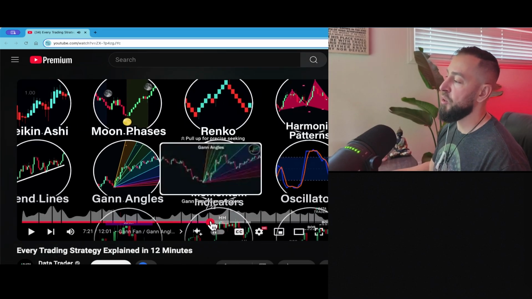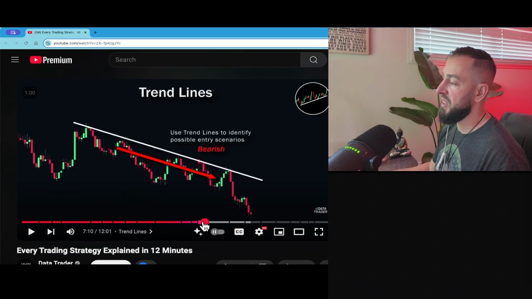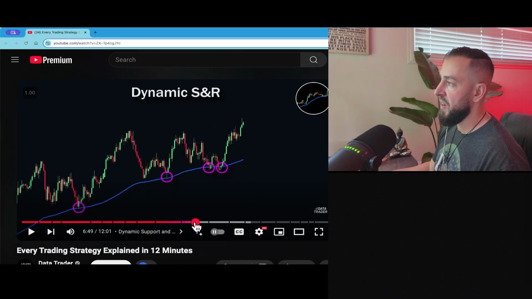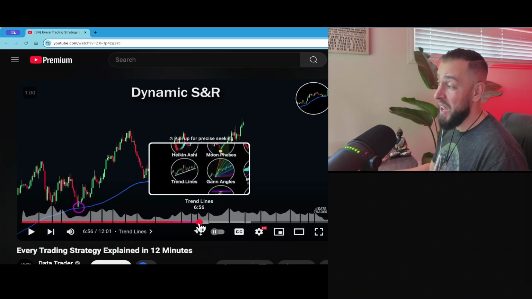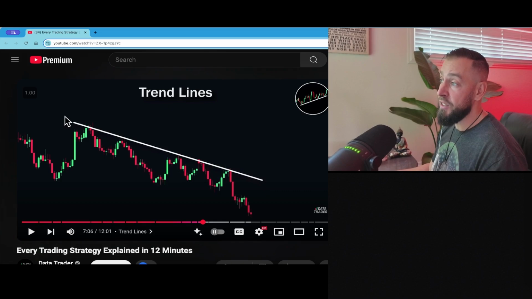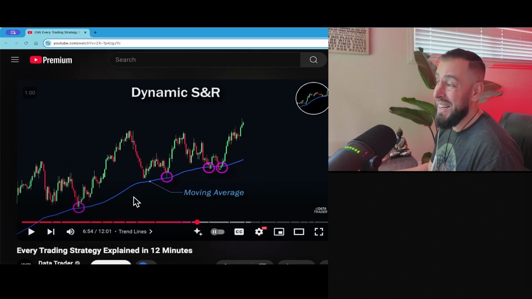I just want to point something out. Do you see how that's very much the same thing? We're having different names for basically the same thing. He's calling this dynamic support and resistance. But do you see how the moving average here, let's assume this is the moving average, is the same thing as a trend line? He's drawing a straight line here, but here it's a wiggly line. But it's the same idea. It's the exact same concept.